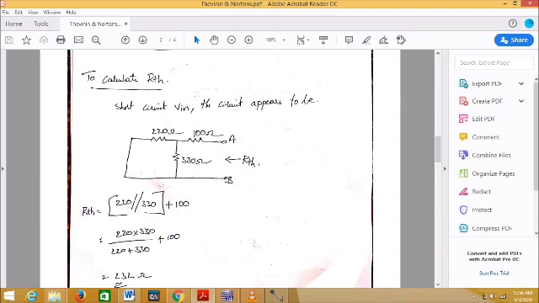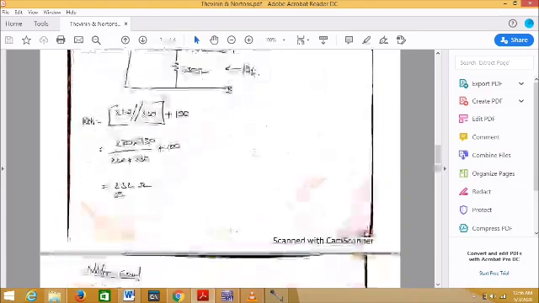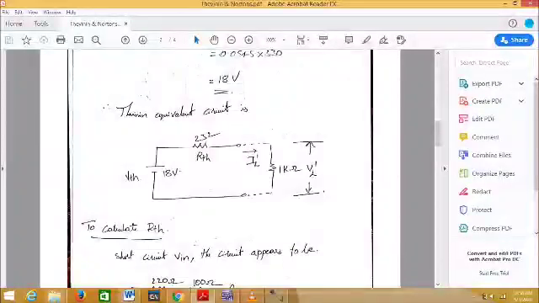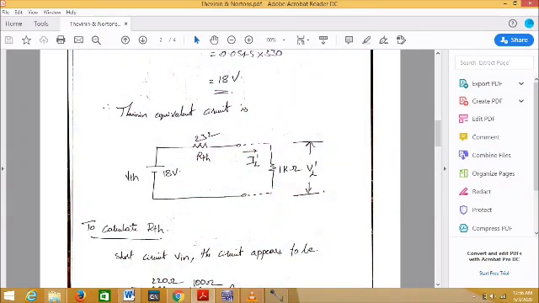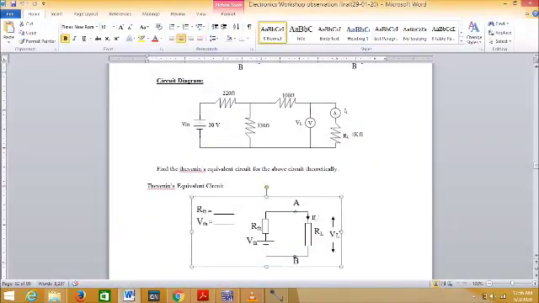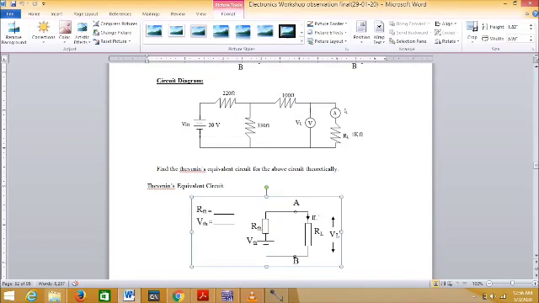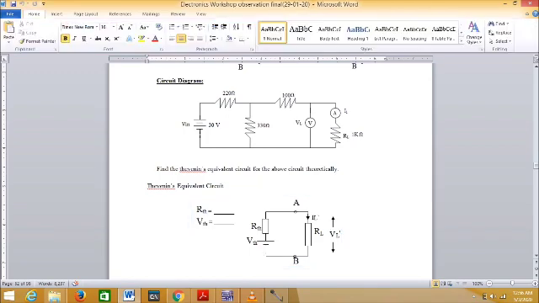So here I need to calculate RTH. 220 is in parallel with 330, which is in series with 100 ohms. If I calculate, it will be 232 ohms. So this would be the Thevenin equivalent circuit: VTH equal to 18 volts and RTH equal to 232 ohms. So you have learnt how to calculate VTH and RTH. Let me write down those values here. VTH equal to 18 volts and RTH equal to 232 ohms. Okay, so you have got that value.